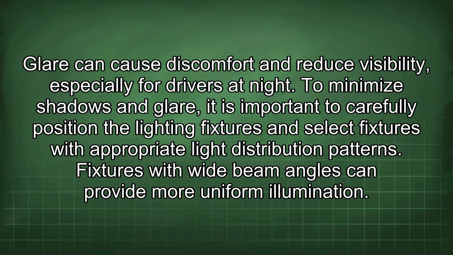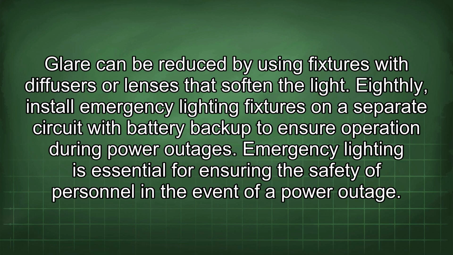To minimize shadows and glare, it is important to carefully position the lighting fixtures and select fixtures with appropriate light distribution patterns. Fixtures with wide beam angles can provide more uniform illumination. Glare can be reduced by using fixtures with diffusers or lenses that soften the light.